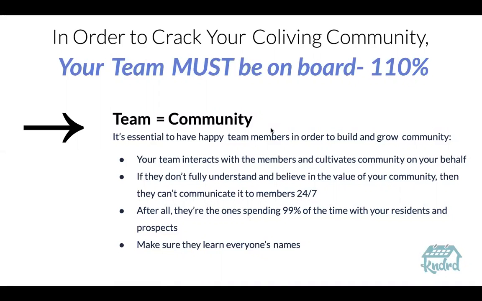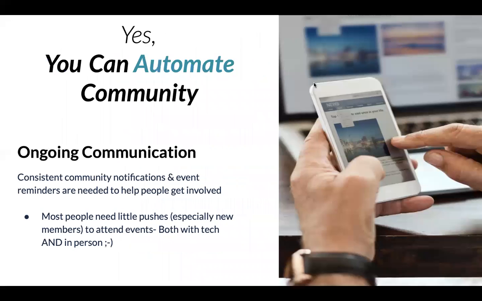So make sure you really put active effort into learning people's names, you and your team, essentially. And you can automate part of it, not all of it. Through email or an app, you can make sure you're notifying them about the events. You have an online calendar, they can see the events, they get push notifications on their phone. However, still take the extra step and remind them.